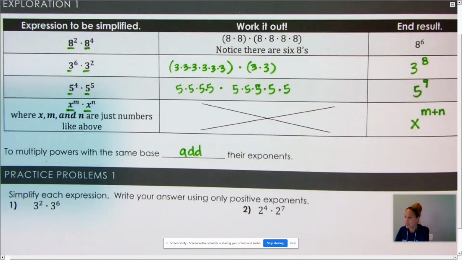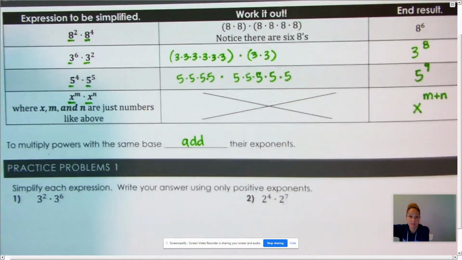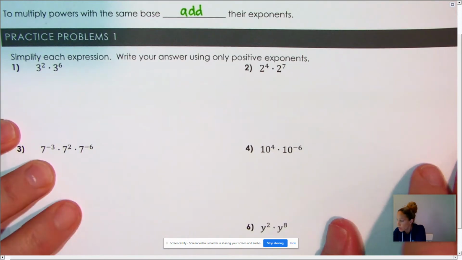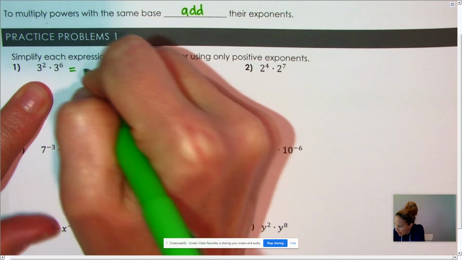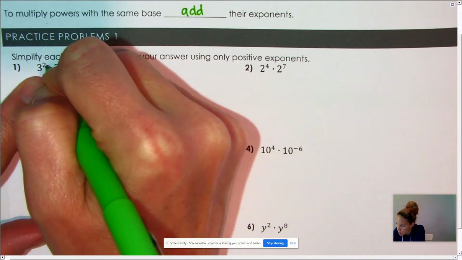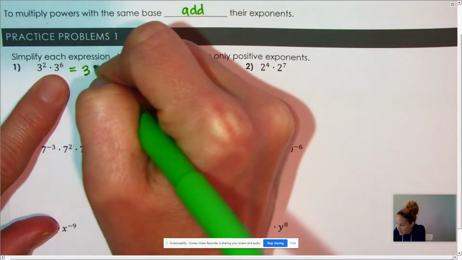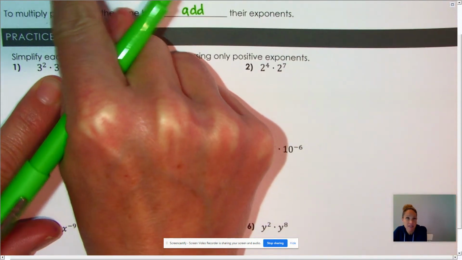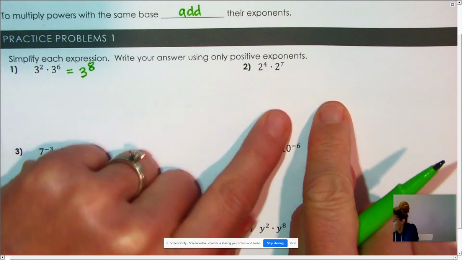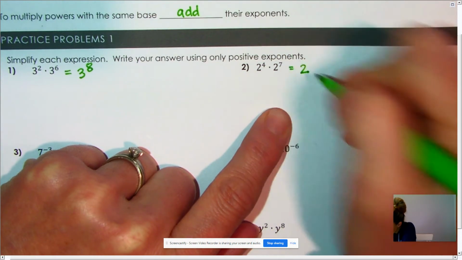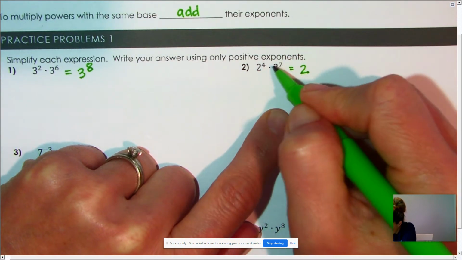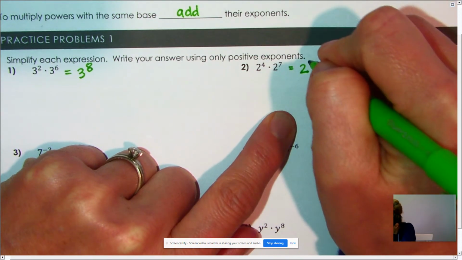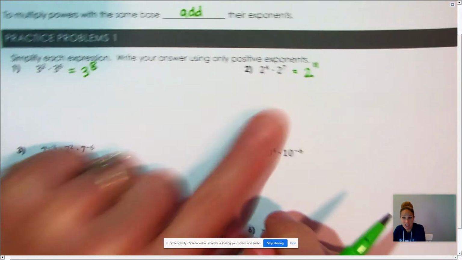Okay, so now let's try some practice problems together. Shift down here a little bit. So question number 1, I keep the base, and then I say if I have 2 of them and 6 of them, now I have 8 of them all together. That was just from our practice up above. Question number 2, my base stays the same. If I have 4 2's multiplied out and 7 2's multiplied out, all together, I'm going to have 11 of them if I count them all up.